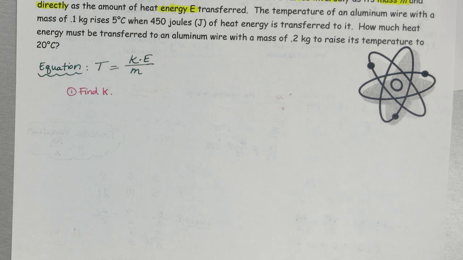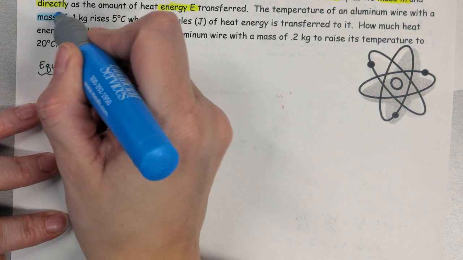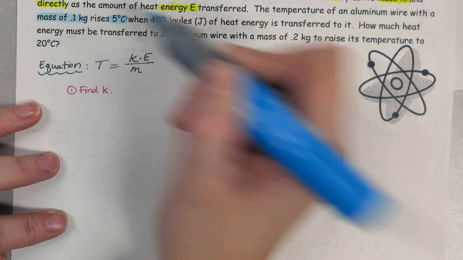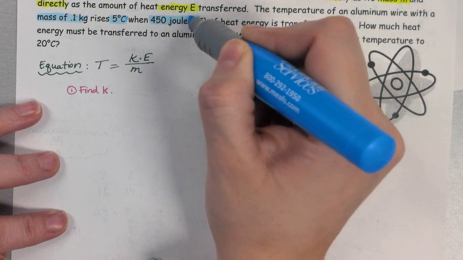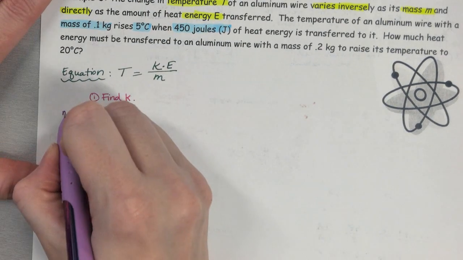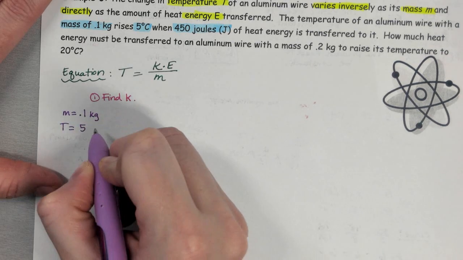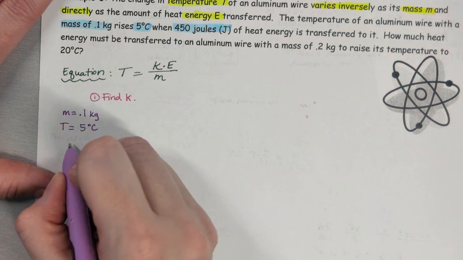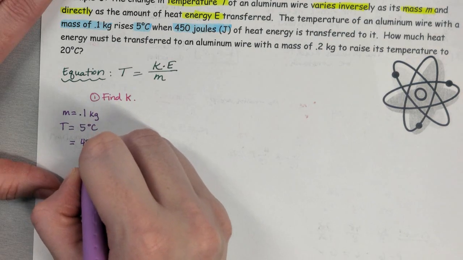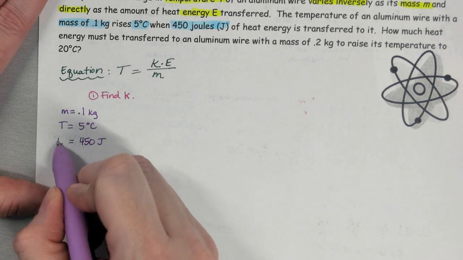All right, so let's see what information they give us. They say that the temperature of an aluminum wire with a mass of 0.1 kilograms rises 5 degrees Celsius when 450 joules of heat energy is transferred to it. So that is the information we need to find K. So for the mass, I'm going to plug in 0.1. For the temperature, I'm going to plug in 5. And the joules is going to be what variable? What variable is it going to be though? E. Yeah.